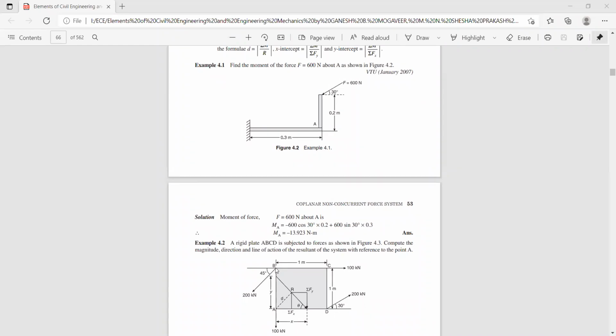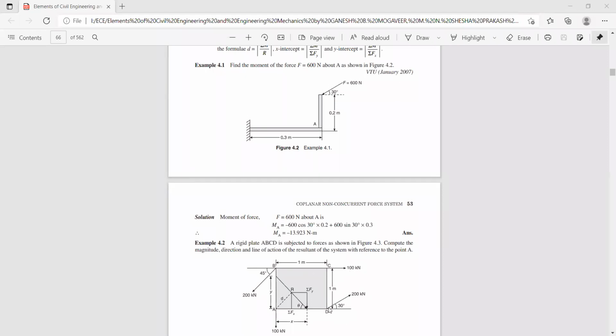So its x component will be 200 cos 45 acting in this direction, and its y component is 200 sin 45 acting vertically downwards. You can see here, this is the vertical component acting vertically downwards, and its horizontal component is 200 cos 45. Now here, since it is acting parallel to x-axis, no need to resolve because it is acting along the x-axis.